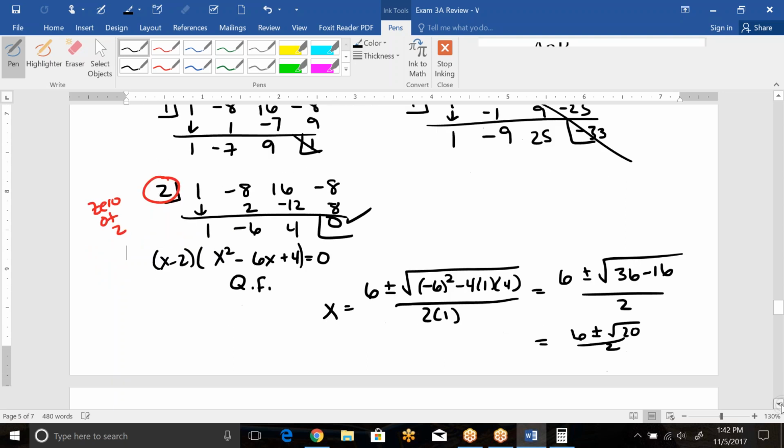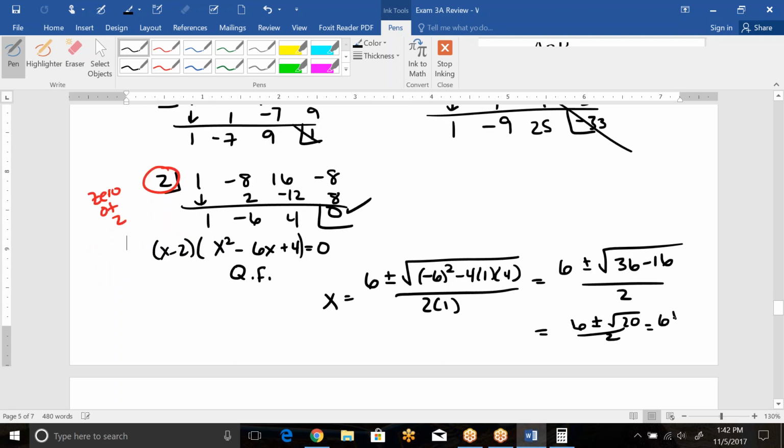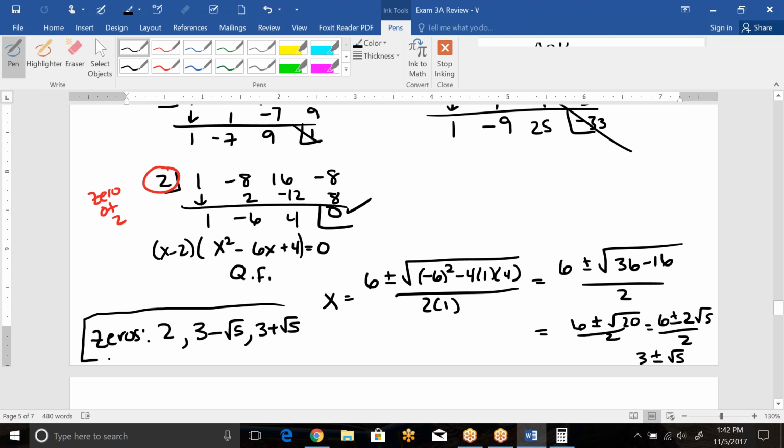Square root of 20 has a perfect square that goes into it. That would be 4 times 5, so that's 2 times the square root of 5 over 2. And then this reduces down. This is 3 plus or minus the square root of 5. So my zeros for this one are 1 rational 0 of 2 and then 2 irrational zeros. And again, these two would not have been found using the C over D list. We were only lucky enough to find them because we were able to reduce the degree by 1 when using synthetic division and finding a rational 0.